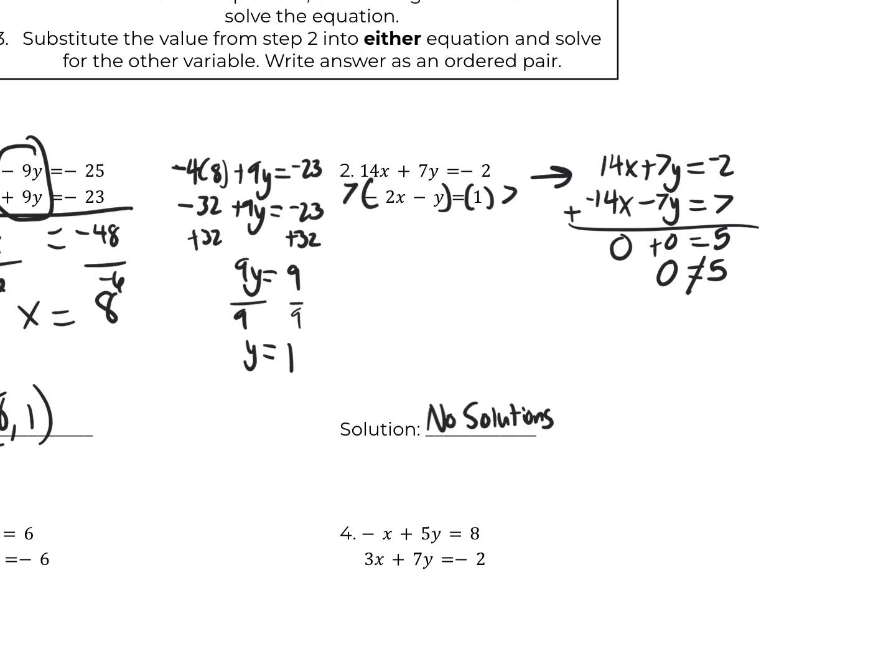And if you were to get y by itself, you would see that both of those have the same slope. So these are parallel lines. So that's why there's no solutions.